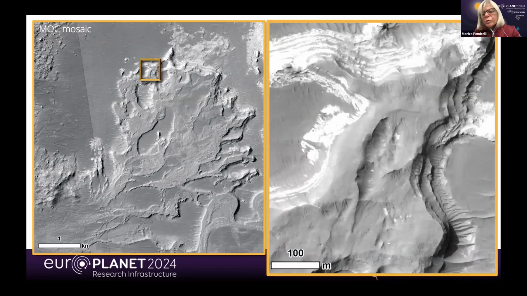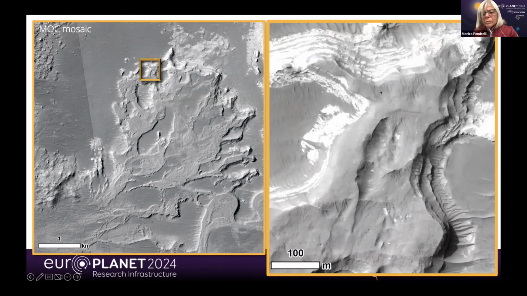But if we go closer in this image here, we observe that first of all, we have two geological units, a light tone unit and a darker tone unit. The light tone is bedded, the darker tone is reworked by this Aeolian bedform here.